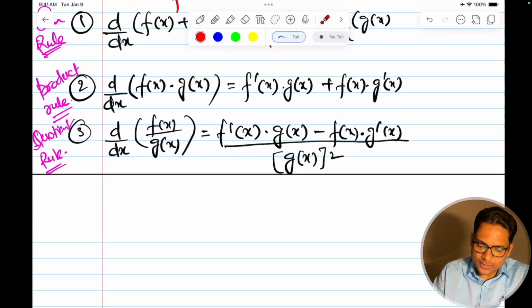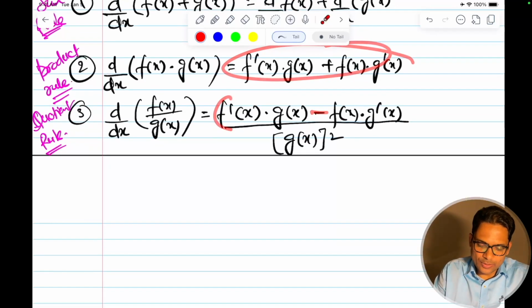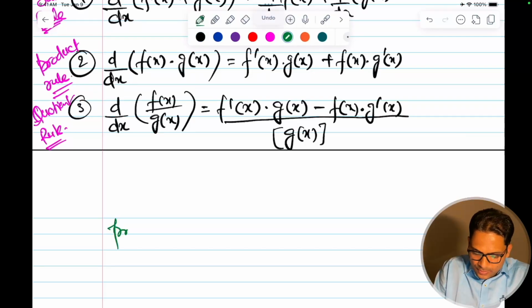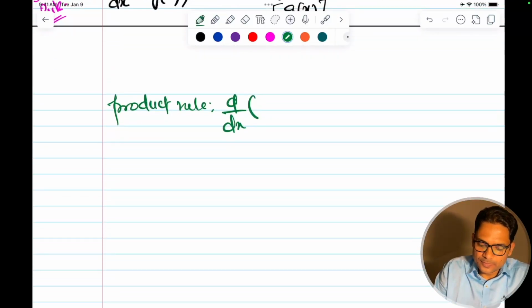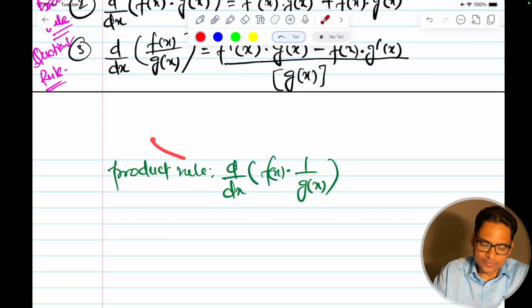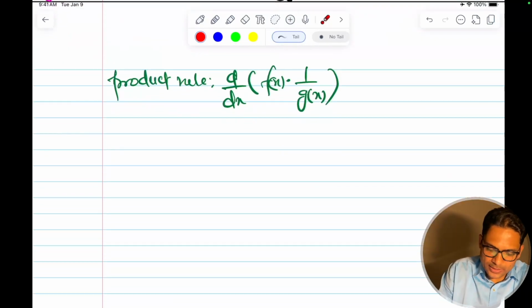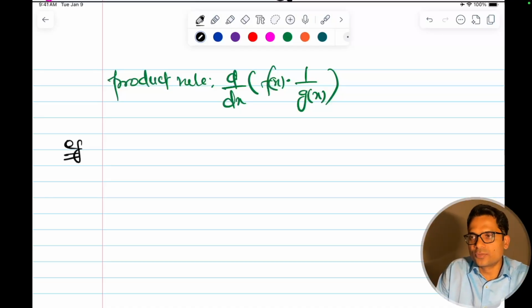So this is nothing but product rule only, but there's a negative here, and this can also be rewritten as a product rule. This can be written as d by dx of f of x into 1 by g of x. So that can be another function, and then if you solve it, you will get the same formula. Say for example, let's do one example quickly for the product rule.